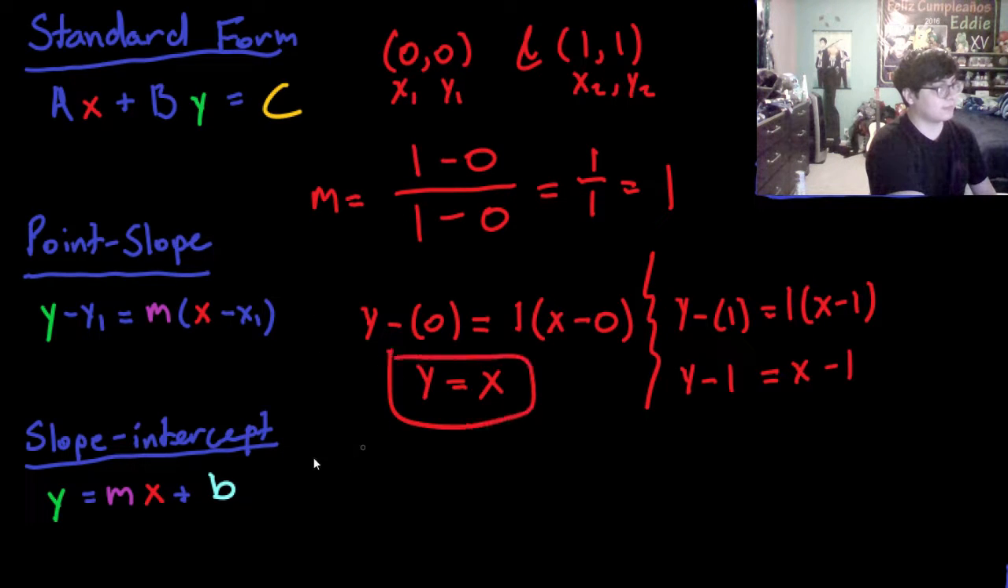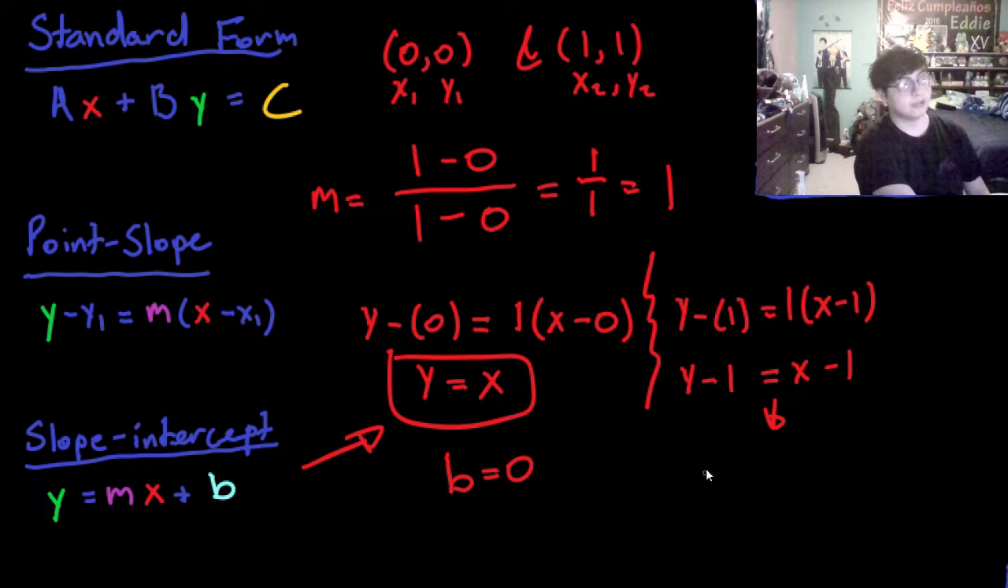But this equation is also in slope-intercept form with b being 0, and we could easily make the other into slope-intercept form as well by isolating the y. So by adding 1 to both sides, we get y is equal to x, same thing, plus 0. That's going to be our b. Now it's slope-intercept form. So they end up the same thing.